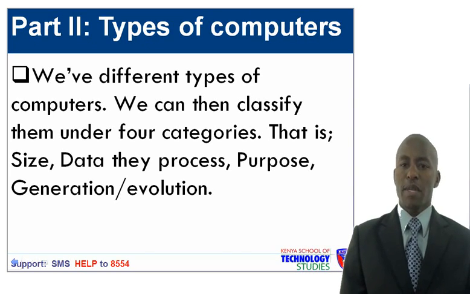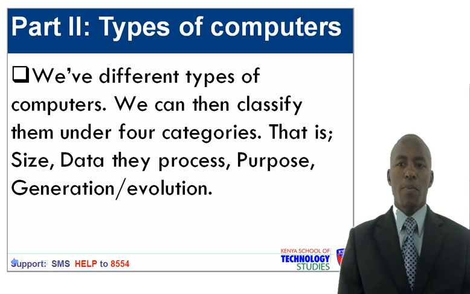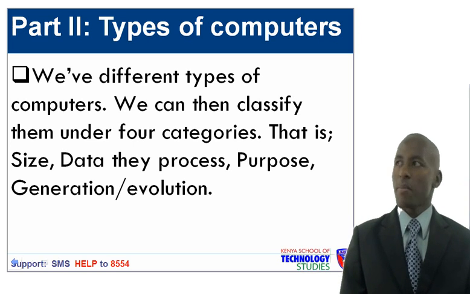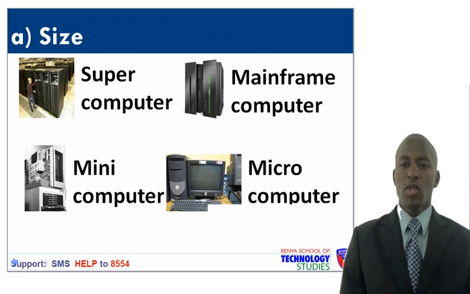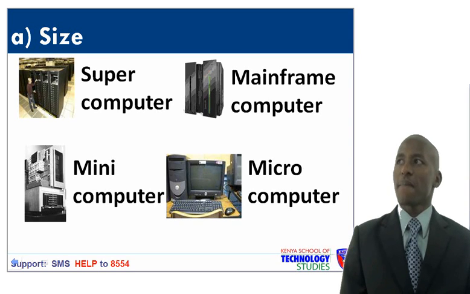Let us now look at part 2 of the types of computers. We have different types of computers. We can classify them under 4 categories: that is size, data they process, purpose, and generation, or evolution. Let us now start with the size.